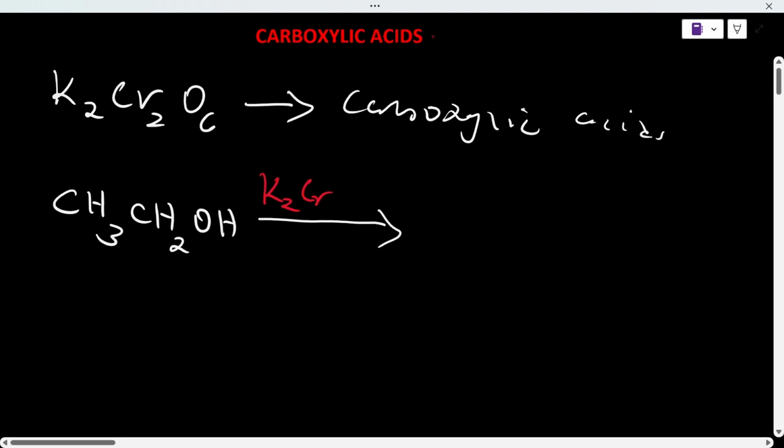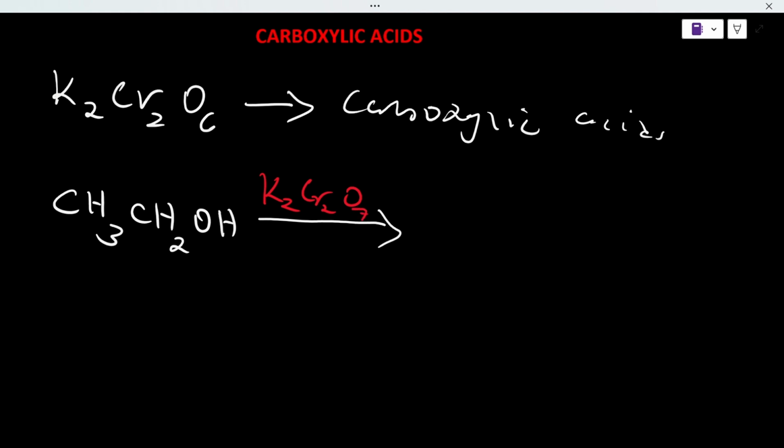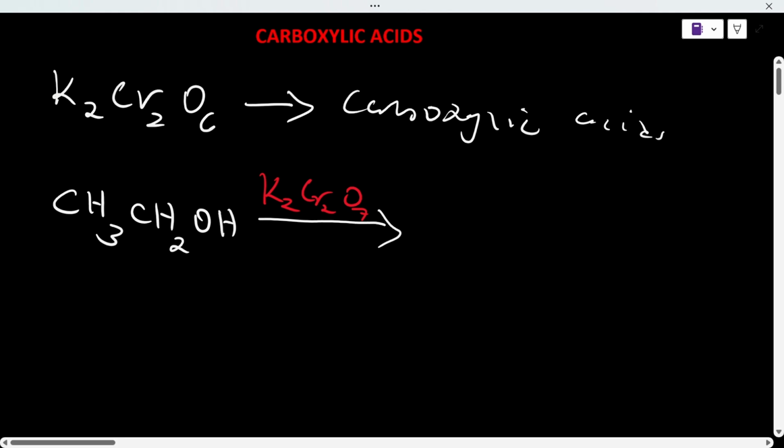using potassium dichromate 6, and I will get my ethanoic acid plus water.